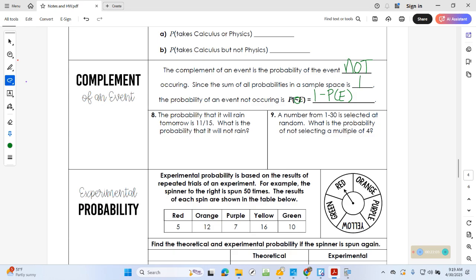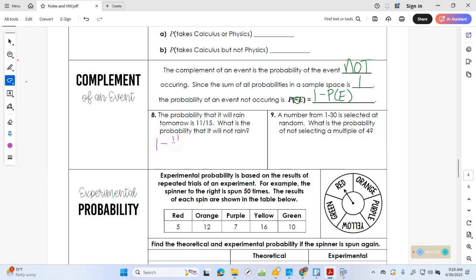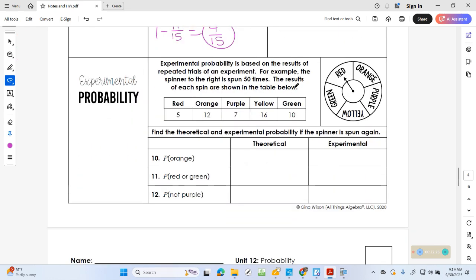Okay, this is easy. Let's just do a couple of these. The probability of rain tomorrow is 11 out of 15. What's the probability it will not rain? Yeah, you just subtracted it, right? I don't know why I'm writing work. You can just do that in your head. Okay. All right. I don't think we really need to do any more of those. Let's do the bottom ones, okay? And be done. So you can get your homework done in class.